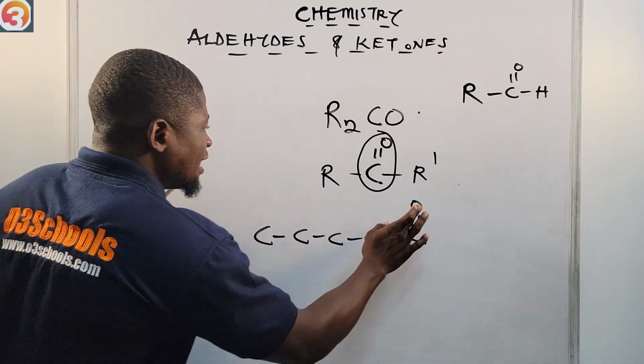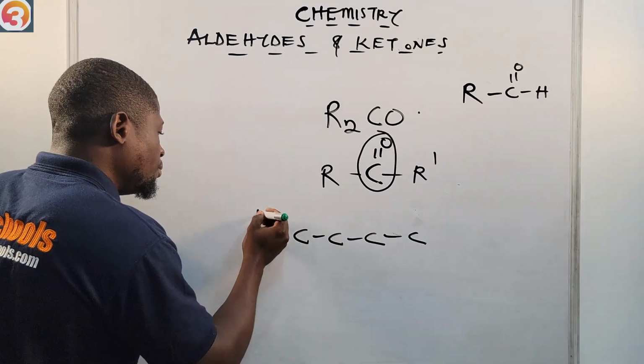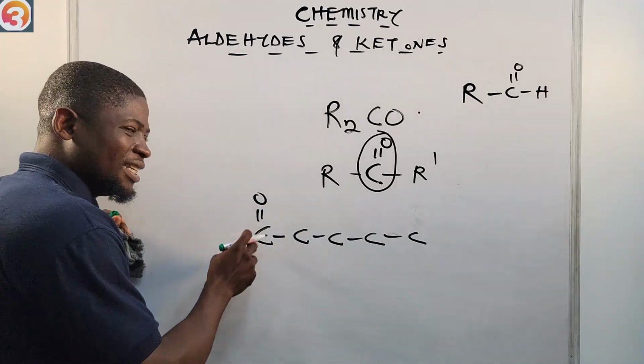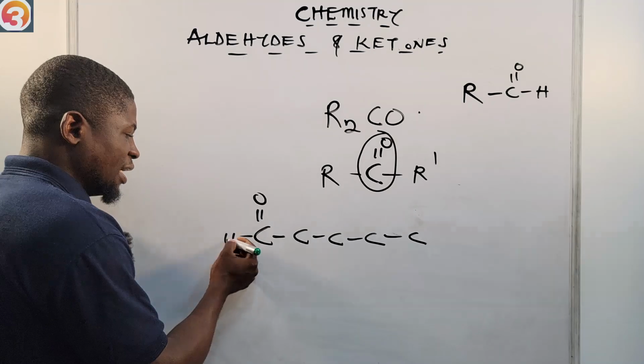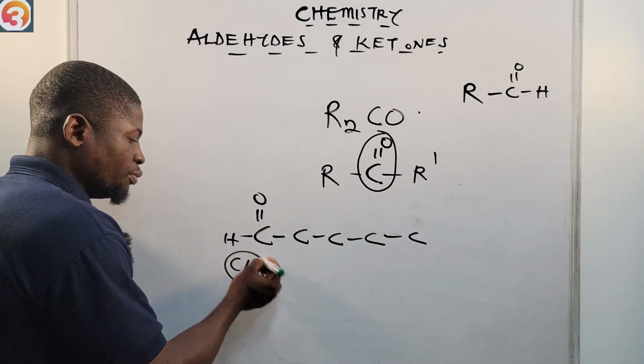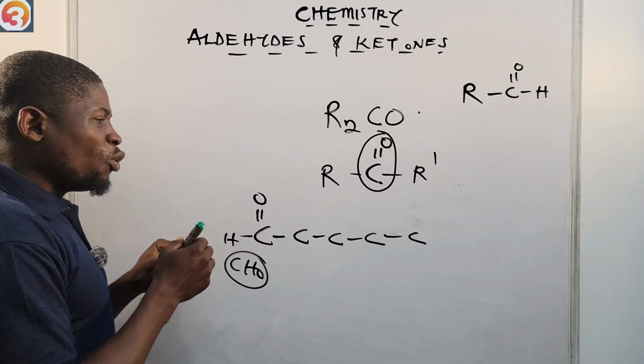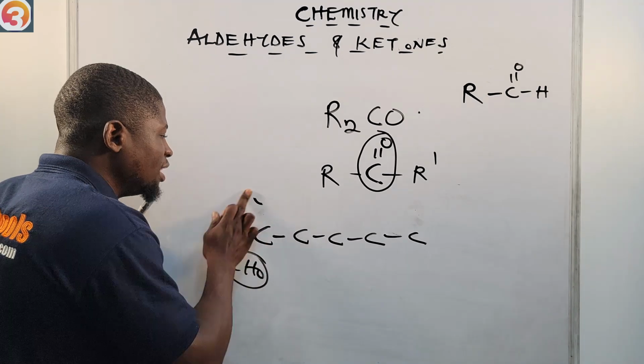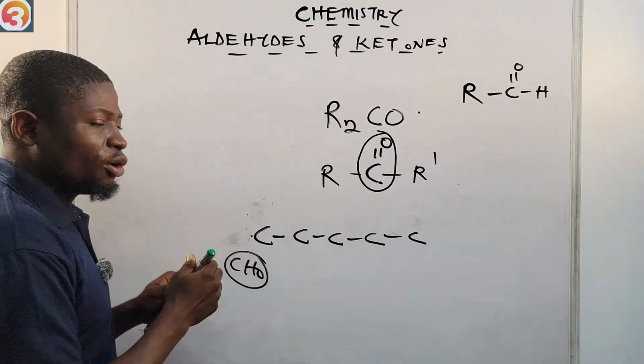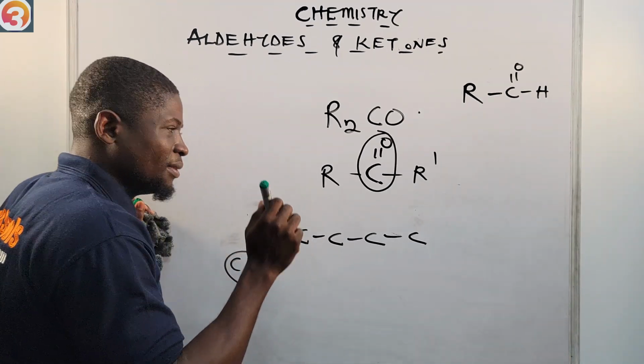If you have it at the beginning here, let's say C double bonded to O, just know that this is an aldehyde, because there will be an H here. So our CHO group will come out. But once it is in the middle of the chain, it cannot be an aldehyde any longer, but a ketone.